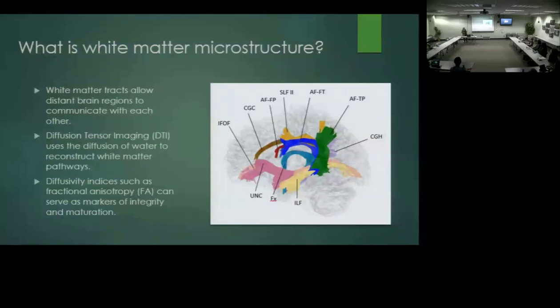You get these beautiful pictures, like the one over there on the right, showing major association tracks in the brain. And then you can take diffusivity indices of different types from these images. A common one is fractional anisotropy. That's what I'll be showing you today, which basically tells you how directional the diffusion is. In white matter, it's very directional because you've got the axons packed together, you've got myelin around them, so it keeps water from moving. But it also is a marker of integrity and maturation. It typically increases over time.